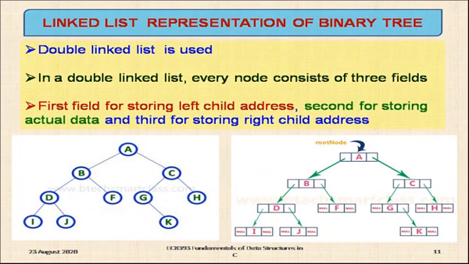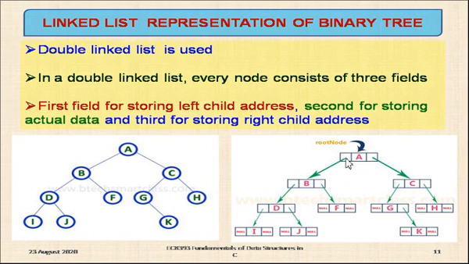And the second technique is representation of a binary tree with the help of a linked list, that is a double linked list. A double linked list is being used to represent the binary tree. In a double linked list, every node contains three fields or three parts, as you can see here.